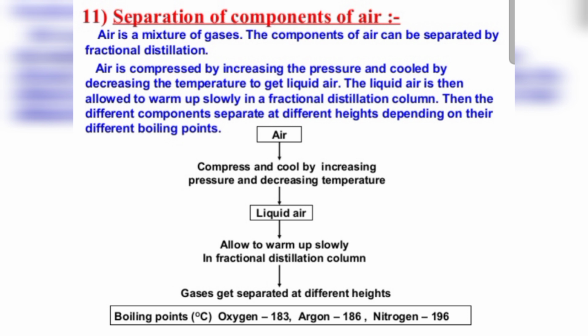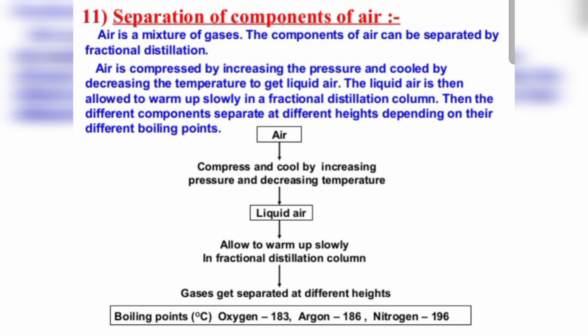As you can see in the flow chart also, air is compressed and cooled by increasing pressure and decreasing temperature, then it converts into liquid air, then is allowed to warm up slowly in the fractional distillation column. Then gases get separated at different heights according to the difference in their boiling points, because oxygen has a boiling point of minus 183, argon minus 186, and nitrogen minus 195.